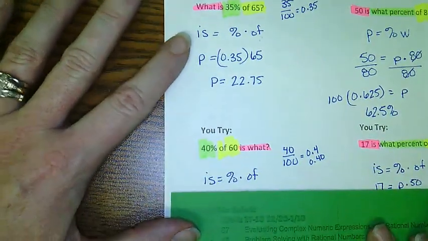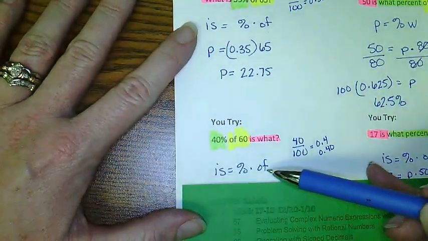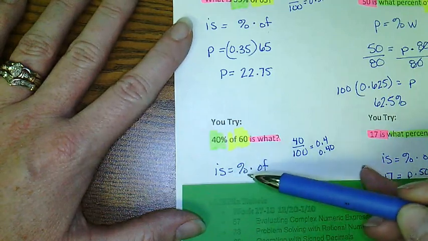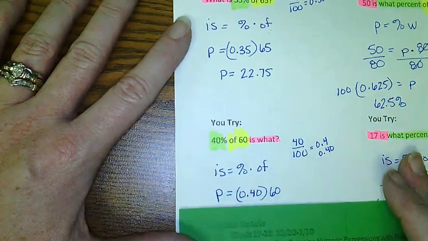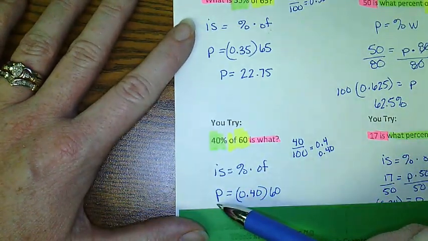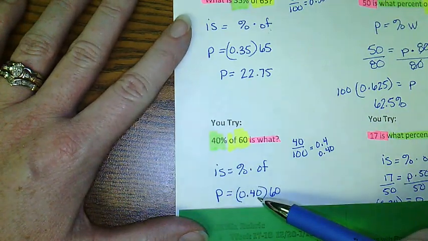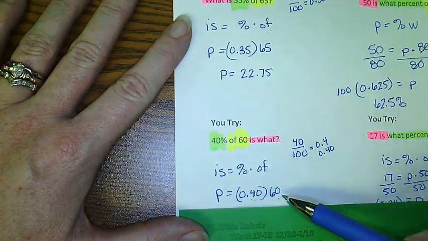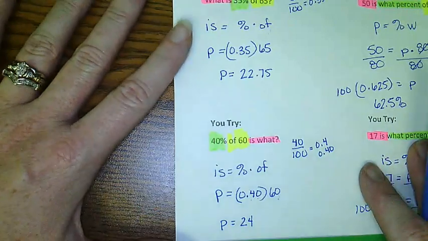Good. Welcome back. So if you notice, I'm starting off with the equation again. Is equals percent times of. I'm going to put in the pieces. Part equals 0.40 times 60, or percent times whole. And my answer is 24.